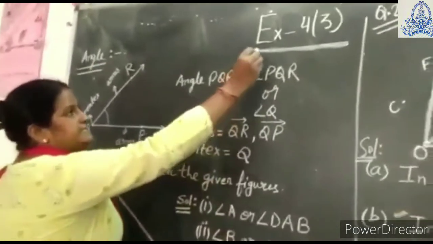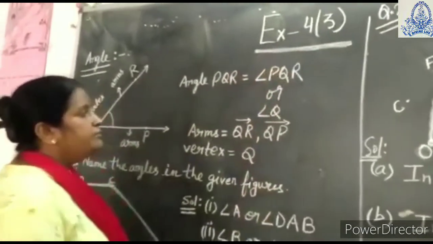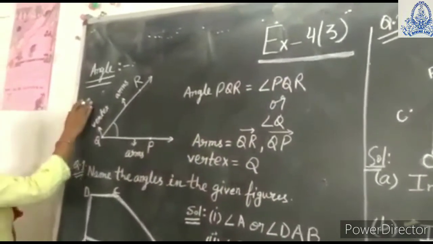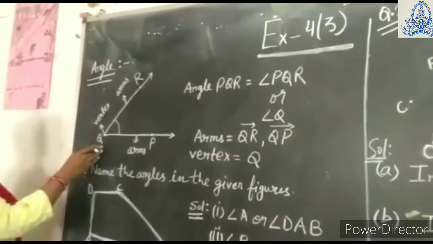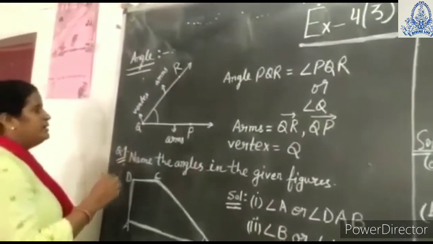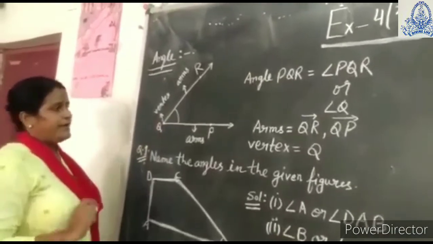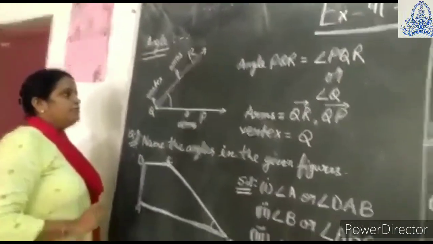Let's start with exercise 4.3. Before starting the exercise, let's discuss the angle. How an angle is formed and what is an angle. An angle is a figure which is formed with 2 rays and a common point.